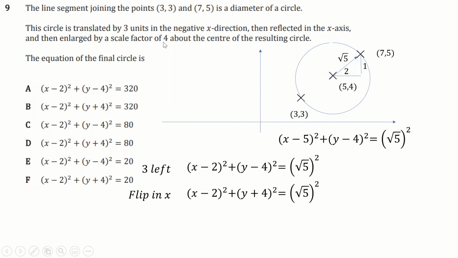And now it's going to be enlarged by a scale factor 4. Now what that means is enlarged about the center just means the entire thing gets bigger by a scale factor 4, which means the radius is now 4 times bigger. So the radius is now 4 root 5.